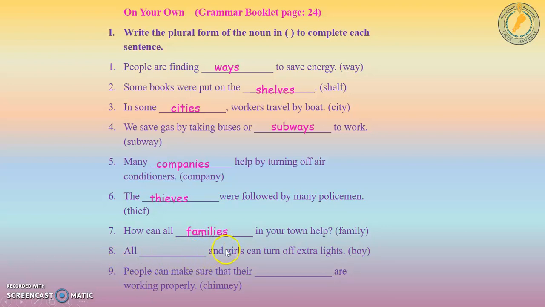All boys and girls can turn off extra lights. Boys, yes, only S. People can make sure that the chimneys are working properly. Chimney ends with Y preceded by a vowel, so only S is added. Let's move together to exercise 2.